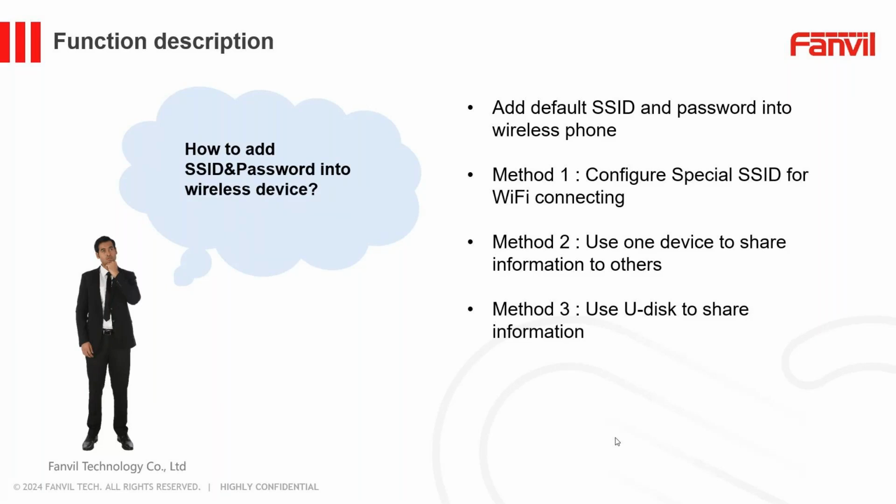In Fanvil devices, we have three methods that can be used to configure the phones efficiently and quickly. The first method is to configure the special SSID for Wi-Fi connection, the default SSID. The second method is to use one device to share information to the others. The third method is to use the U-disk to share information to the device.